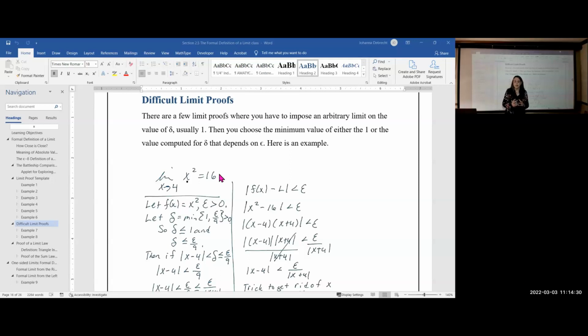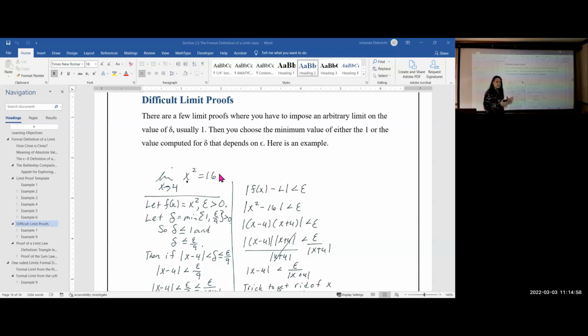So we want to take a look at this first limit that we have here. Here's an example of one where we're going to have to choose our delta to be the minimum of 1 and some other value. And again, the 1 is totally arbitrary. It's just relatively small. Another good choice would be 0.5. 0.5 is relatively small, but 1 is easier to work with as far as numbers go.